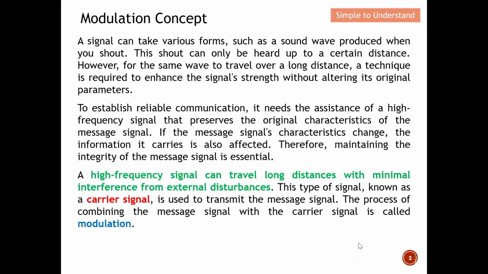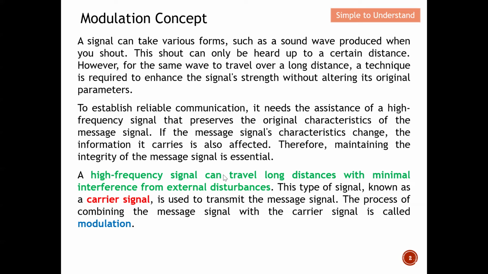Before we move into the frequency modulation concept, let's quickly understand what modulation is. A signal can have various forms, for example, the sound wave that we produce when we shout. This shout can only be heard up to a certain distance. However, for the same wave to travel over a long distance, a technique is required. A technique to enhance the signal strength without changing the original message is required. So in order to establish reliable communication, firstly, we need the assistance of a higher frequency signal, and we also require that we preserve the original characteristics of the message signal. If the message signal characteristics change, the information will also be affected. Hence, maintaining the integrity of the message is essential.